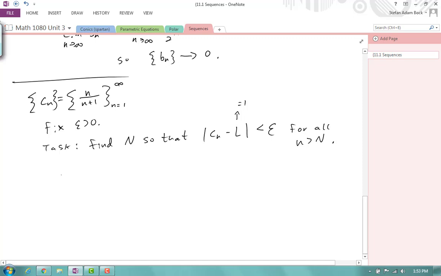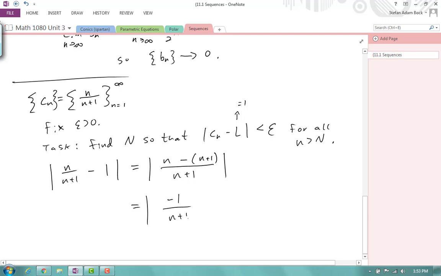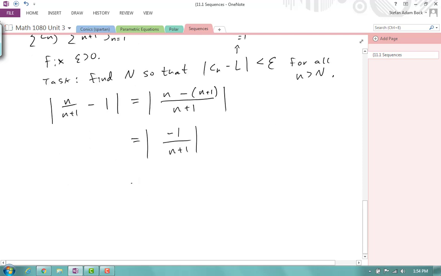So let's see, c sub n minus L would be n over n plus 1 minus, I think L is 1. This is the same thing as n minus the quantity n plus 1 divided by n plus 1, if I find a common denominator. But that leaves me with n minus n. Those cancel, so I have minus 1 over n plus 1. Or, since it's an absolute value, I could just ignore the negative and say this is 1 over n plus 1. But this is supposed to be less than epsilon.